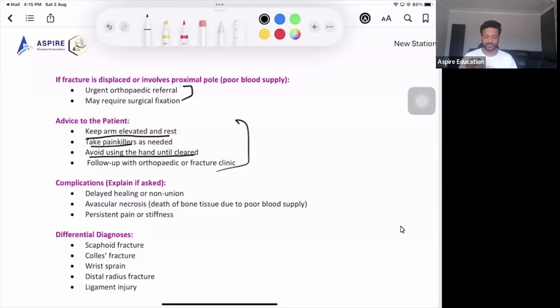In any station, make sure you do not finish it until you are done with follow-up and warning signs. So tell the patient if your pain is getting worse, if the swelling is getting worse, and you are struggling to even move your fingers, you have to come to us, you have to come to the A&E straight away or dial 999. So these are the things you can mention, right?